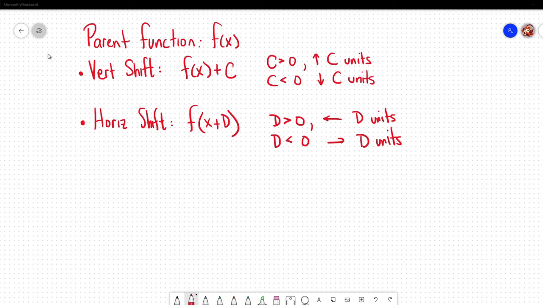Then you see with the horizontal shift that the opposite, which we observed, happens. We're adding inside of the function, and we are going in the opposite direction. So we see that when it was a number greater than 0, we actually moved to the left that many units, and when it was a number less than 0, we moved to the right that many units. So again, if you need a little refresher on that, please watch the previous video.